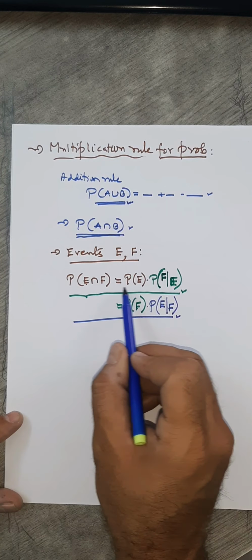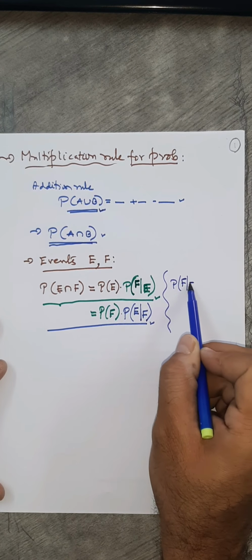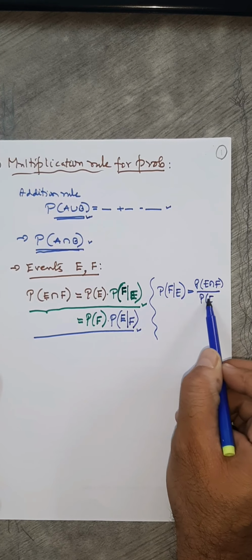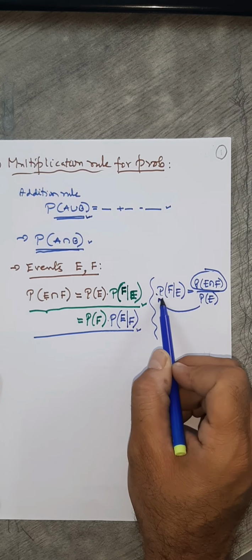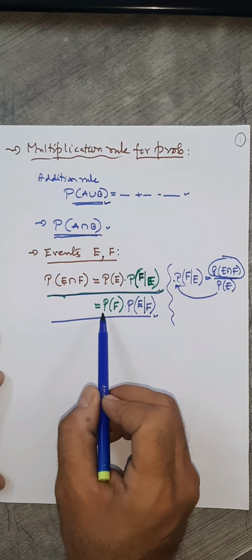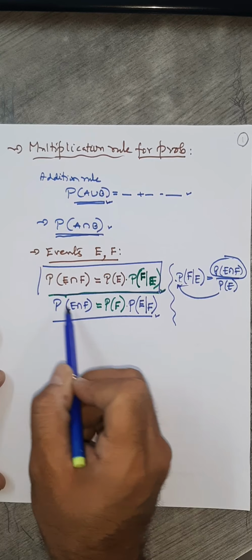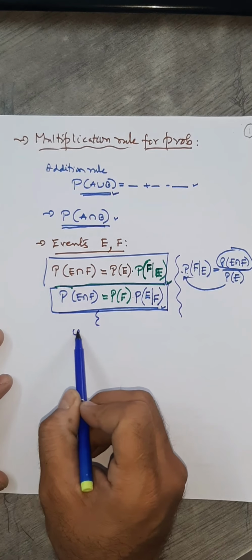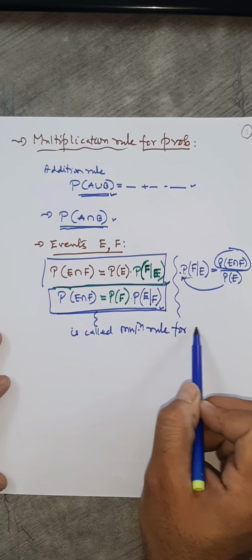It just comes from the definition of conditional probability. What's the definition of F given the event E? We know it is P of E intersection F upon probability of E. Now you just make this the subject of the expression. So you have here P of E into this. That's what I've written indirectly. So it just comes from the definition of conditional probability. So either we have this, or the probability of both the events E intersection F is given by this. This is called the multiplication rule for probability.